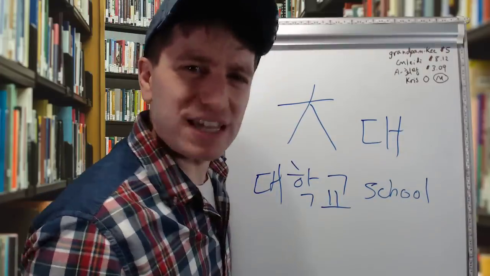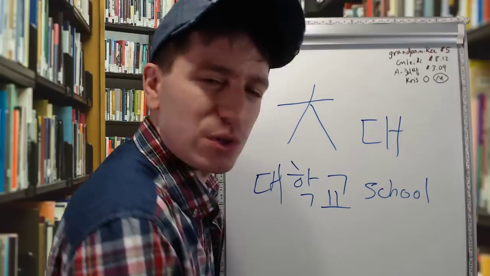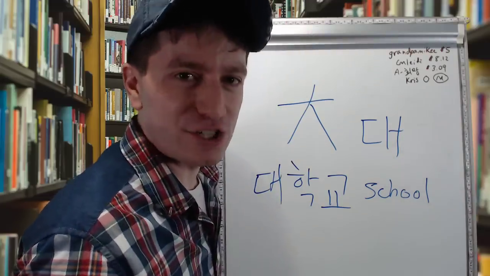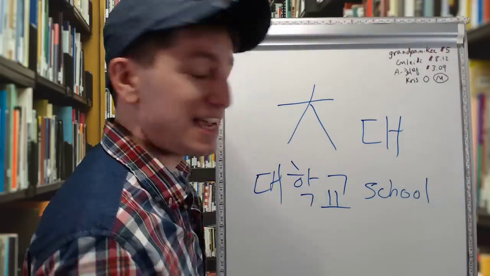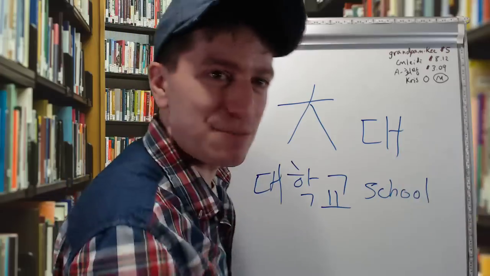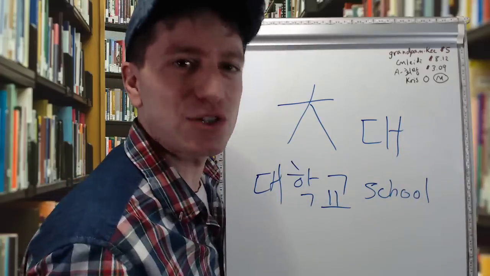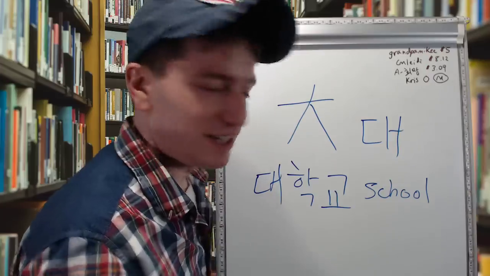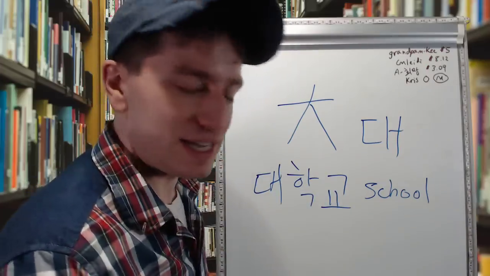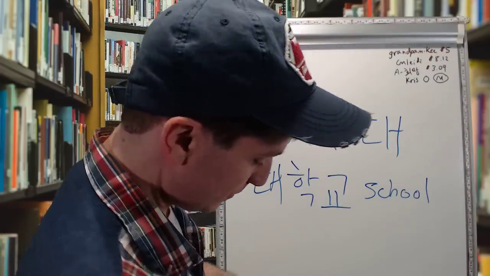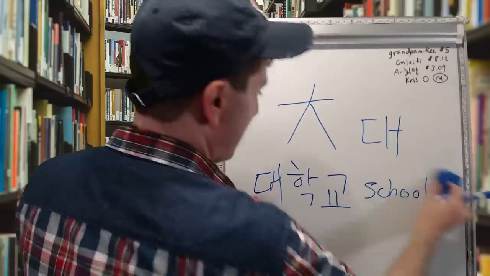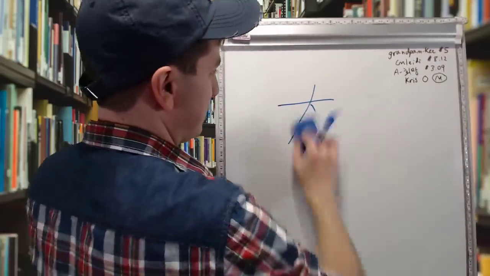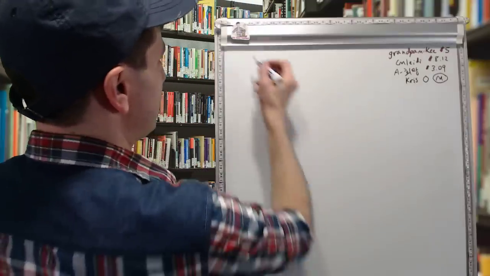Now, what is a big school? Well, big school is used to refer to college or university. In that way, it's a big school. You know, there's a big campus, lots of classes, much bigger than a high school or junior high or elementary school. A big school is a university. So that's why the word 대학교 is the way that it is. The next one we're going to learn. So let me put this up here because we're still going to use it.